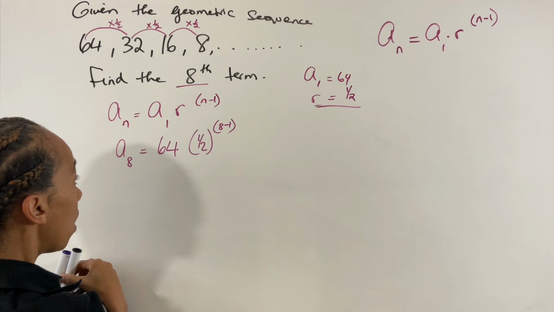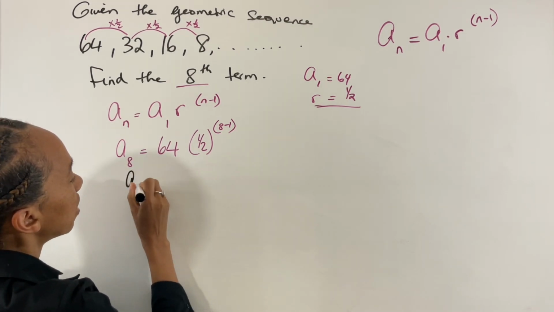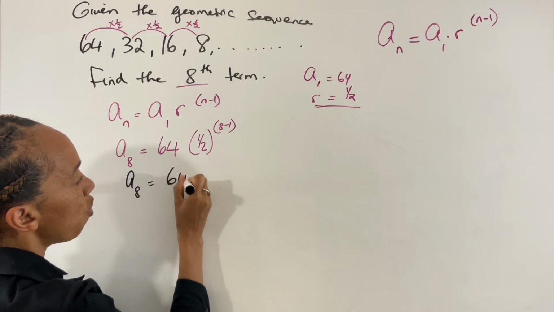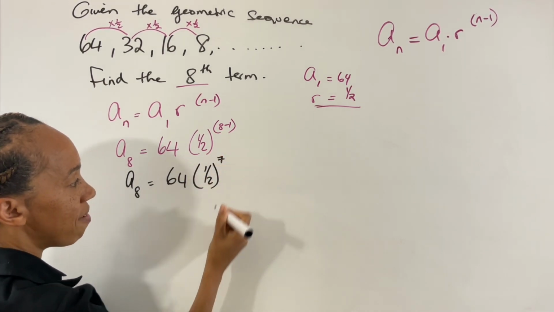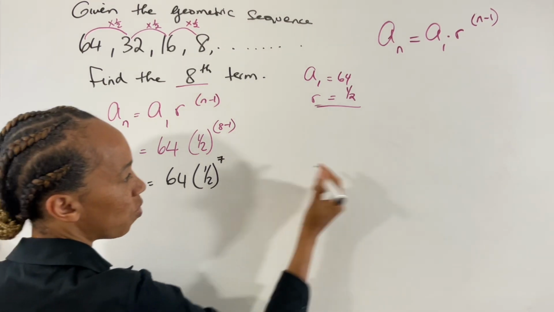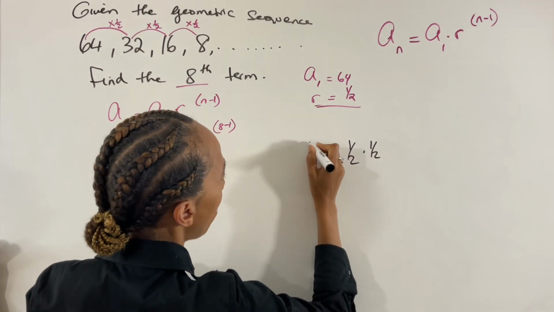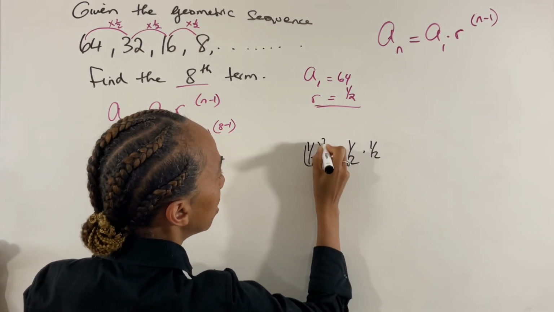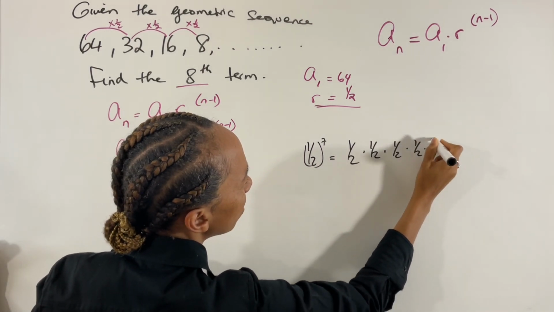Substituting properly will help you to achieve the correct answer. So a sub 8 is equal to 64 times a half raised to the exponent 7. You might be saying, what do I do? But guess what? That is simply a half times a half, and I'm going to write it here: a half raised to the 7th power is a half times a half, and you're doing it 7 times.